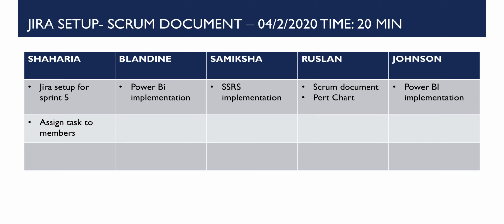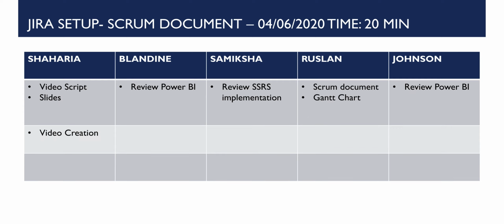Alright, so for the Scrum document, as a Scrum Master, I set up Sprint 5, and also the issues, and posted and assigned all the tasks to the team members. Blendin and Johnson worked on Power BI implementation. Samisha was reviewing the SSRS implementation again, and Ruslan actually worked on the Scrum document and bar chart.